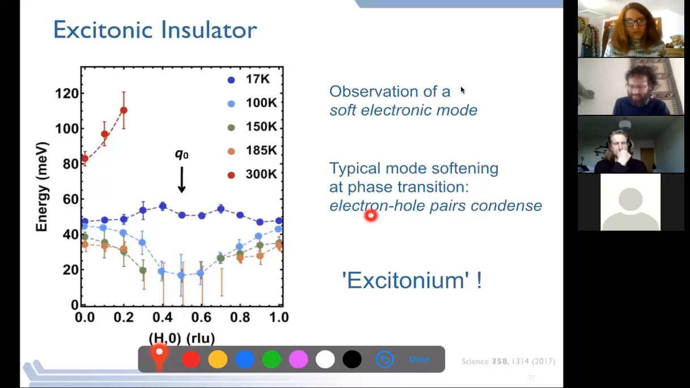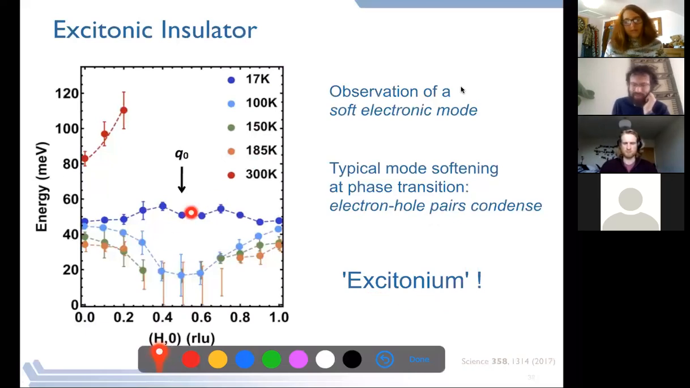And since these electrons and holes really come together into a single atom, you might as well give it a new name. It's not hydrogen, because there's not a proton in the middle. There's a hole in the middle. It's also not helium or chromium or vanadium. It's made of an exciton. So people have called it excitonium.